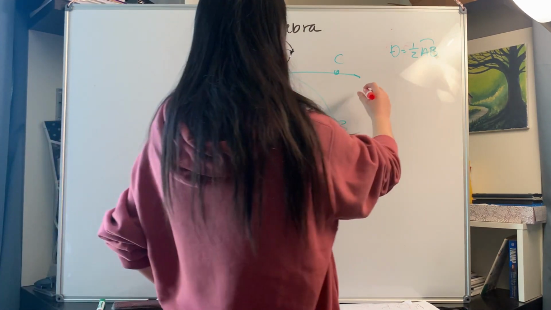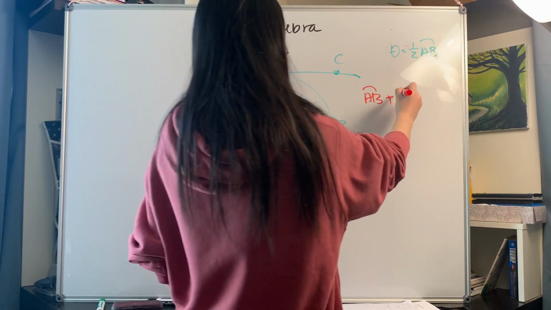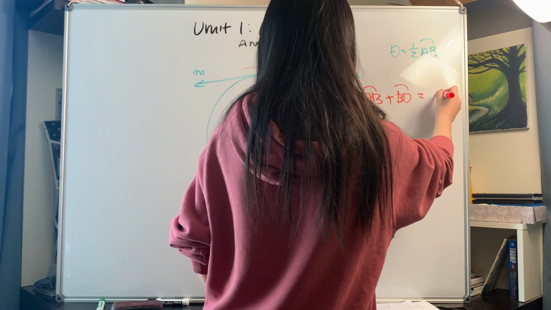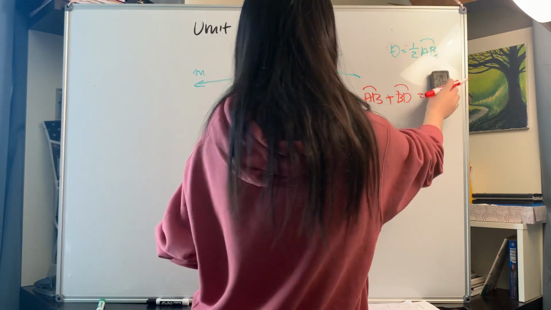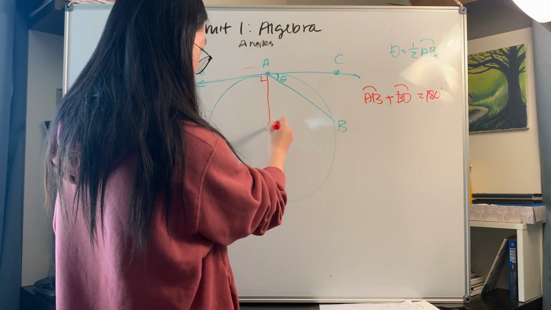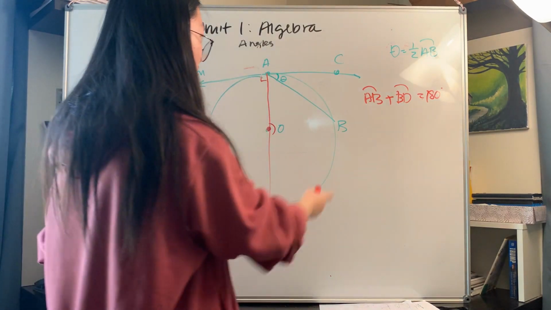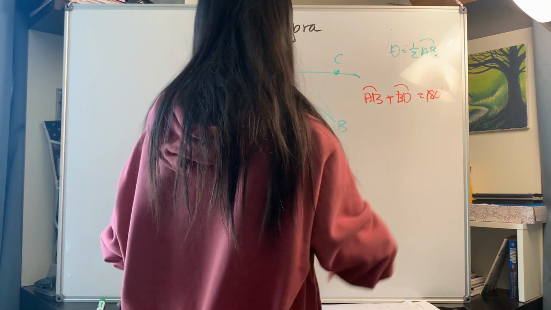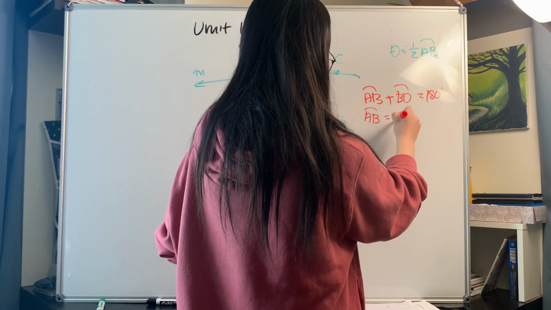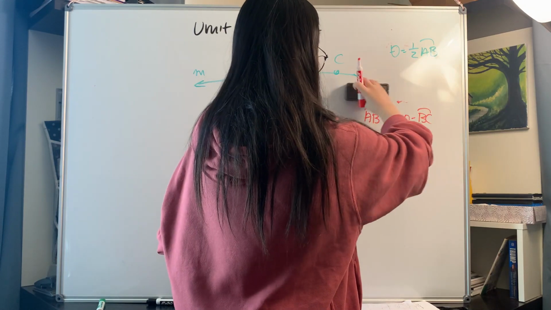So we know that arc AB plus arc BD is equal to 180 degrees. And the reason why we know this is that the central angle that intercepts this entire arc is equal to 180 degrees. So arc AB plus arc BD is equal to 180 degrees. And so we can rewrite this so that arc AB is equal to 180 minus arc BD, like so.